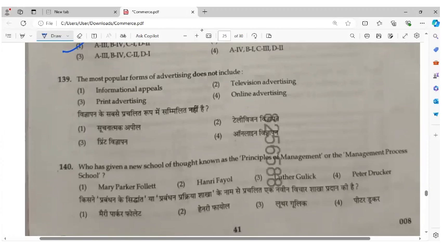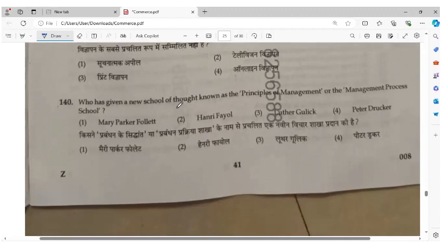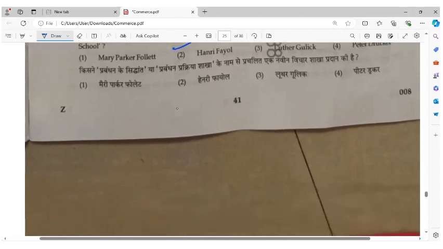Now, most popular forms of advertisement do not include which one? The advertisement does not include information appeal. Television advertisement, printing advertisement and online advertisement are part of advertising, but informational appeal is not. Who gave the new school of thought known as the principles of management or the management process school? It was given by Henry Fayol.